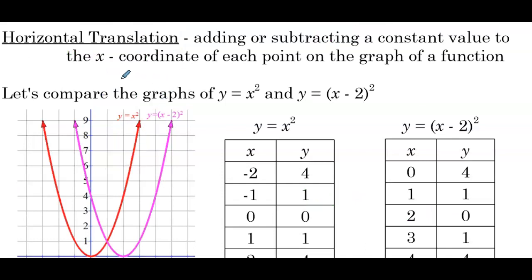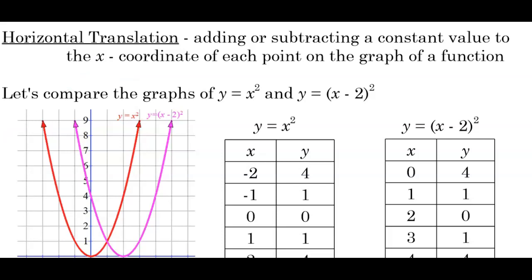So a horizontal translation is adding or subtracting a constant value to the x-coordinate of each point on the graph of a function. Well, think of it this way. If I give you a set of points and I tell you to add a number to every x value, well, the points would all move to the right. And if I tell you, here's a set of points, subtract the same number from every x value, the points would move to the left. So let's see if that's what happens graphically.